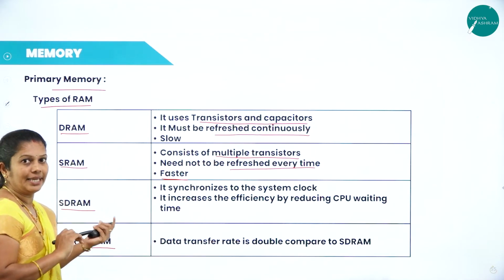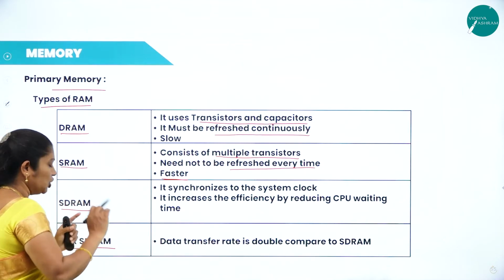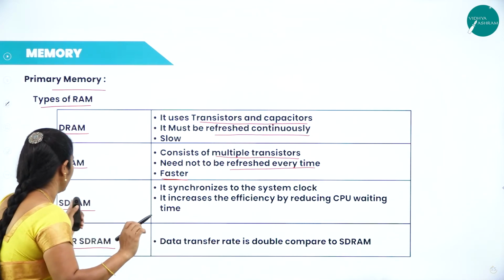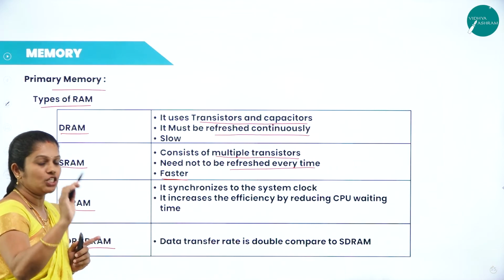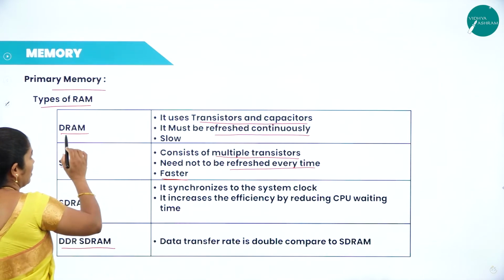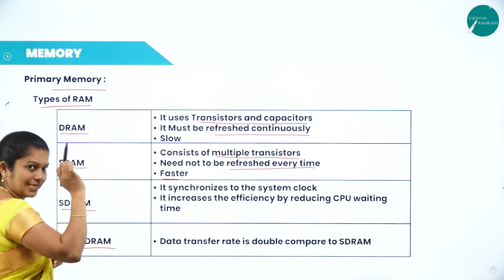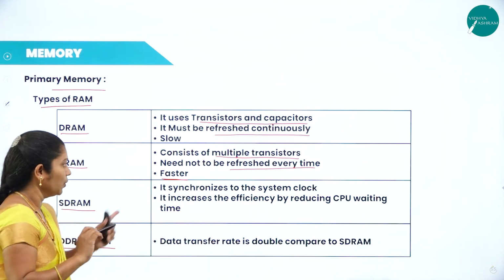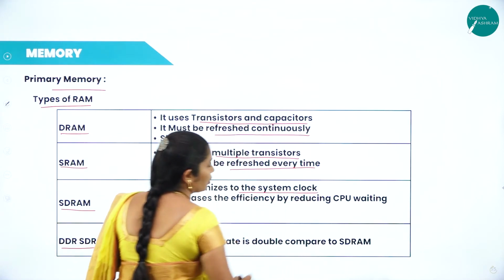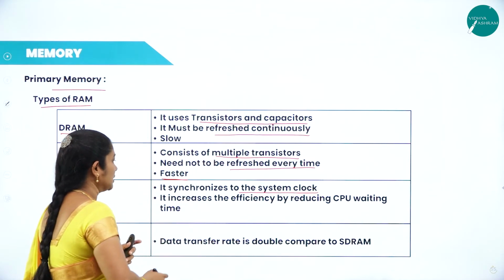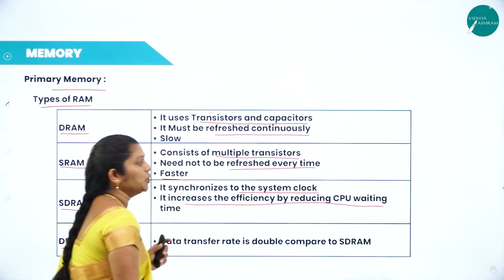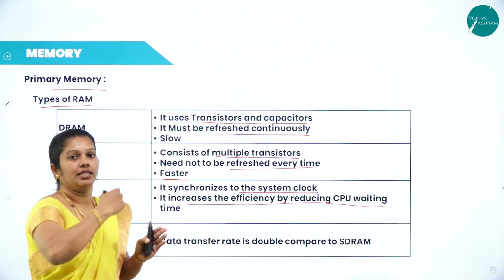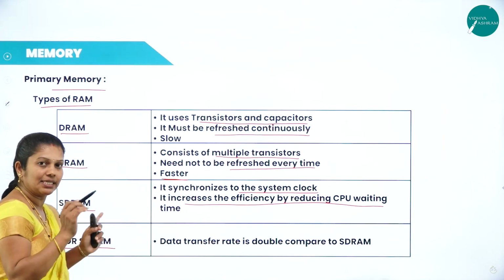And the next one, SDRAM, that is synchronous dynamic random access memory. SRAM is static random access memory, the first one is dynamic random access memory, whereas SDRAM stands for synchronous dynamic random access memory. It synchronizes to the system clock. It means that it will speed up the performance of the processor. It increases the efficiency by reducing the CPU waiting time. By that, the processor speed increases. The name itself suggests synchronous dynamic random access memory.